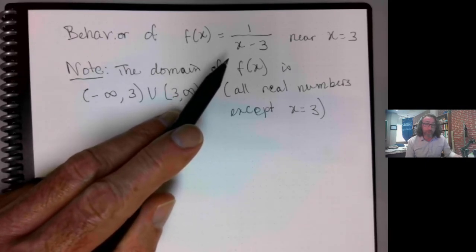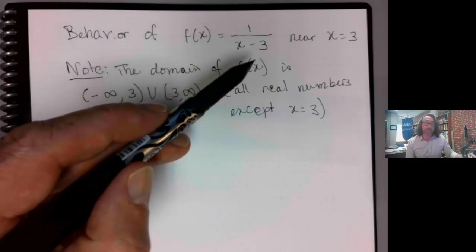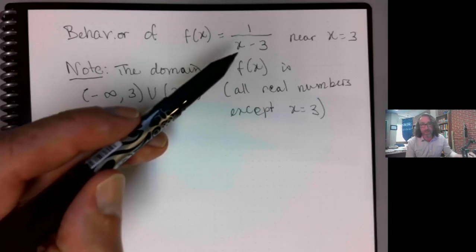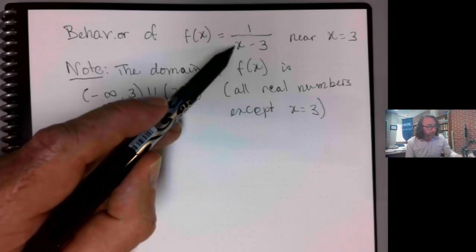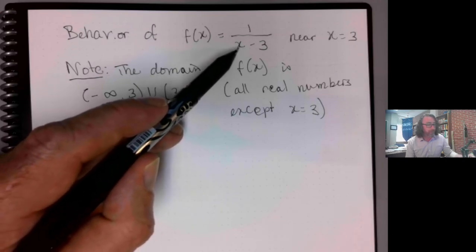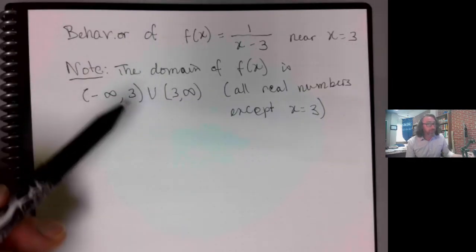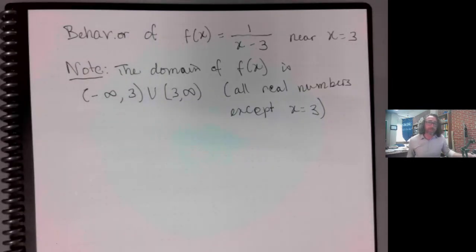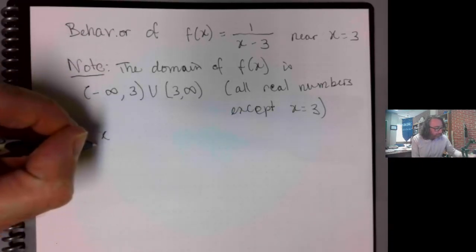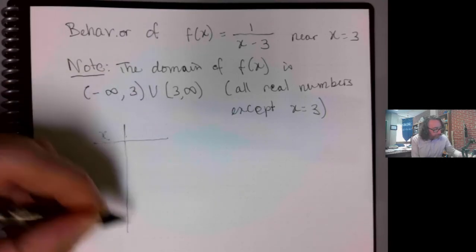And the reason is this function involves division. And you cannot divide by 0. Division by 0 is undefined. If I were to use x equals 3 in my function, I'm dividing by 0. So I can't do that. I am allowed to use anything else. In particular, I'm allowed to use anything close to 3. So let me look at what happens for various x values that get progressively closer to 3.